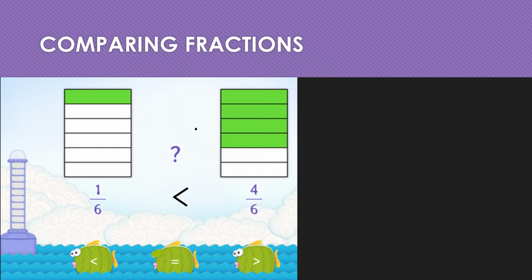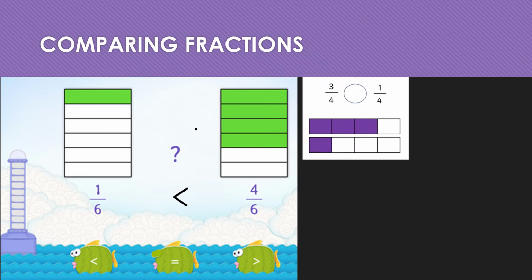So here the denominators are 6 and 6, so they are equal, and hence we simply compare the fractions by comparing the number on top, that is the numerator. So we see that 1 is less than 4, so we say 1/6 fraction is less than 4/6. Shall we try out a few more similar sums?